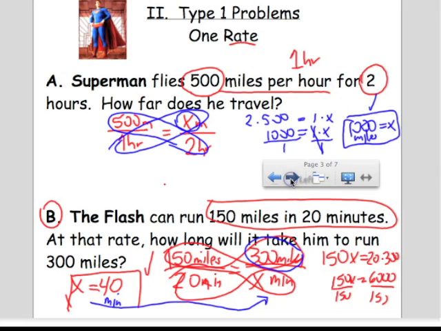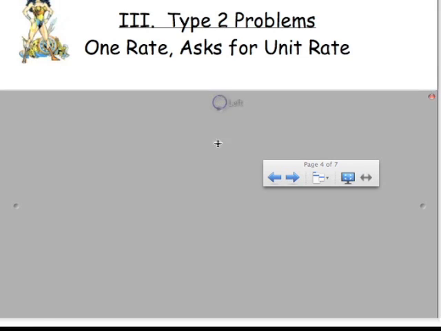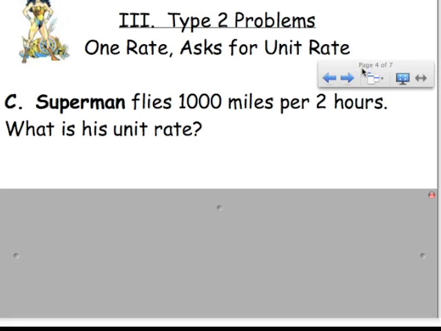Next is to look at a type 2 problem. These are problems that have one rate, but it's not asking how far he'll go in a certain number of hours. It's asking very specifically how far or how much happens in 1 unit. So it's asking for the unit rate. So for example, Superman flies 1,000 miles per 2 hours. So I have 1,000 miles per 2 hours. That'll be my first ratio. What is his unit rate? So it's asking how far will he go in 1 unit or 1 hour.